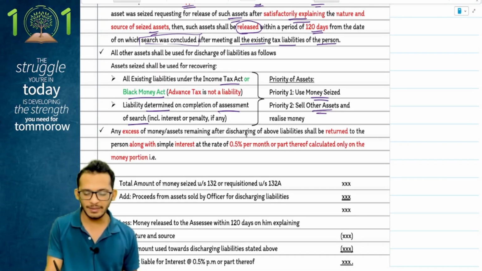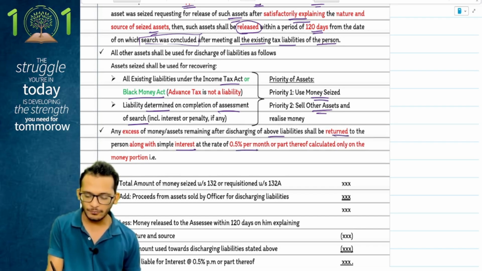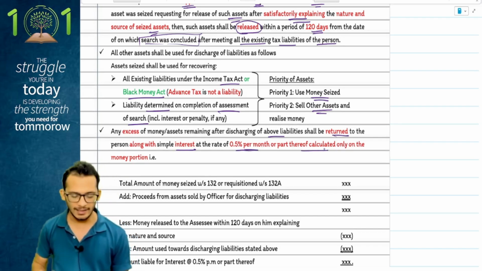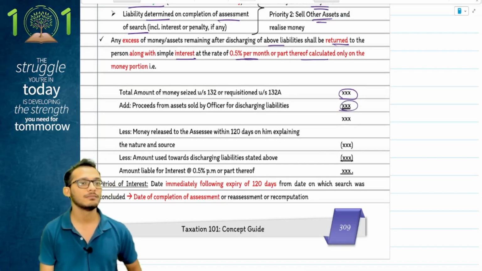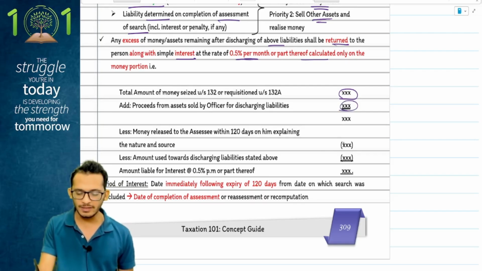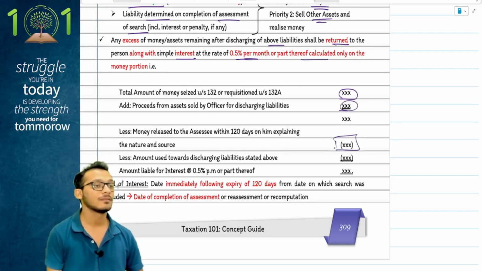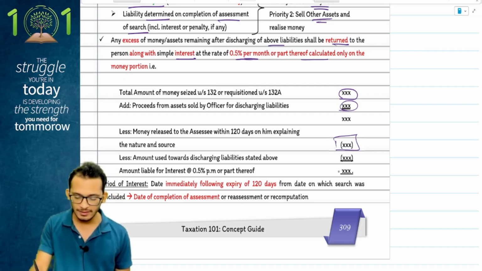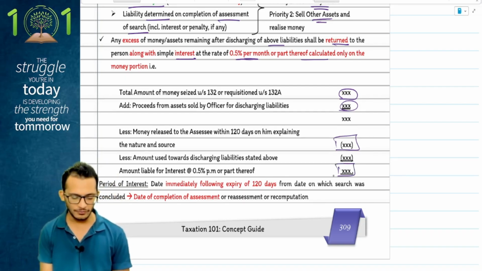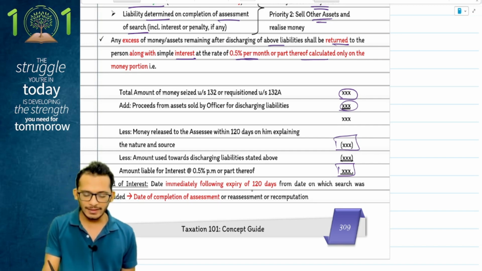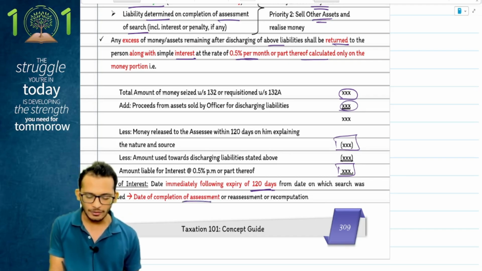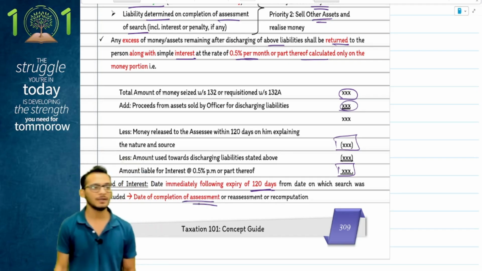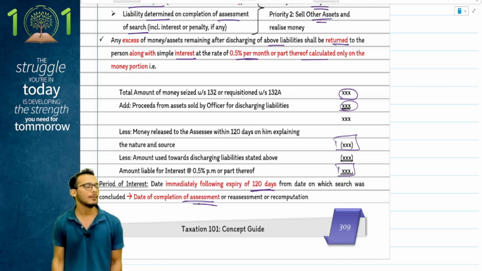any excess money or assets remaining after discharging the above liabilities shall be returned to the assessee along with simple interest at the rate of 0.5% or part thereof, calculated as follows. Total amount of money seized, add proceeds which the officer got from the sale of the assets, minus whatever money is utilized for your payment of taxes. Whatever money you have will be levied at 0.5%, from the date immediately following the expiry of 120 days from the date of seizing the asset till the date of completion of assessment. I will give him a 0.5% interest.